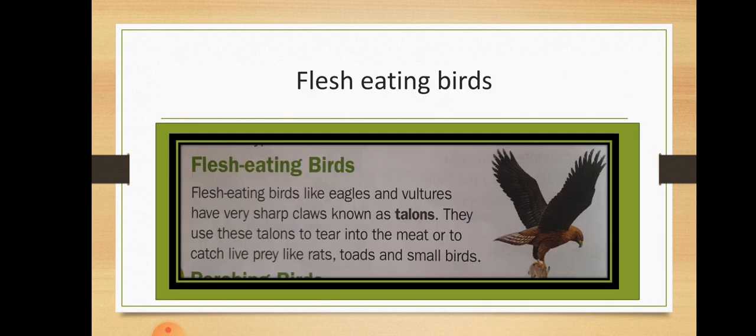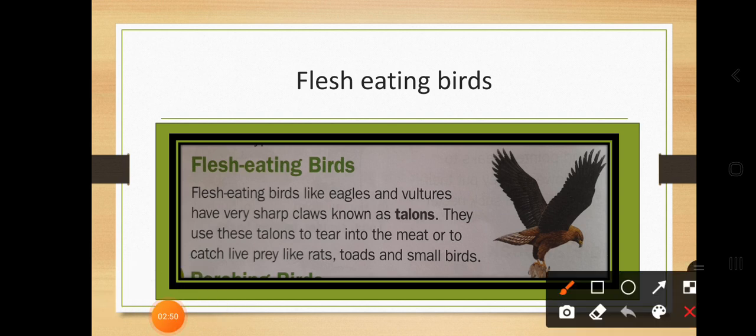Now let's discuss different types of claws in different types of birds. Here we have flesh eating birds, or you can say meat eating birds. Let's discuss how they have their claws. Flesh eating birds like eagles and vultures have very sharp claws. These sharp claws are known as talons.